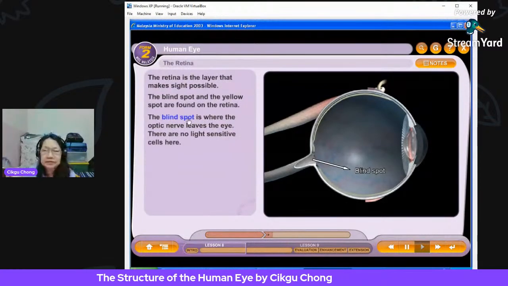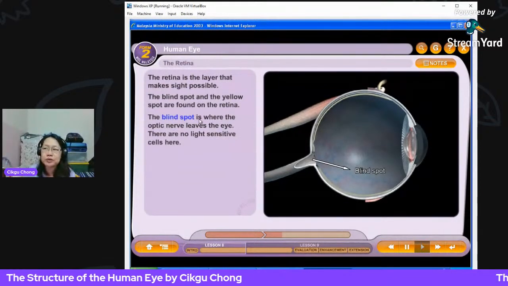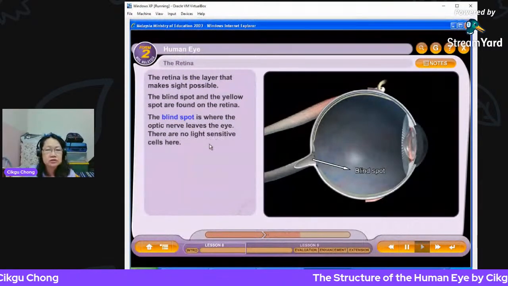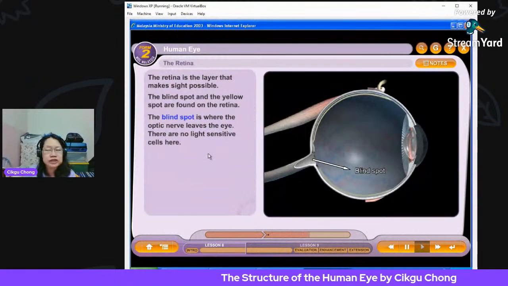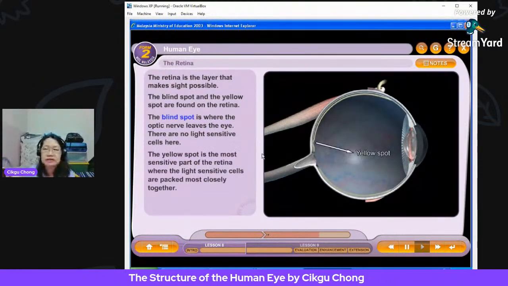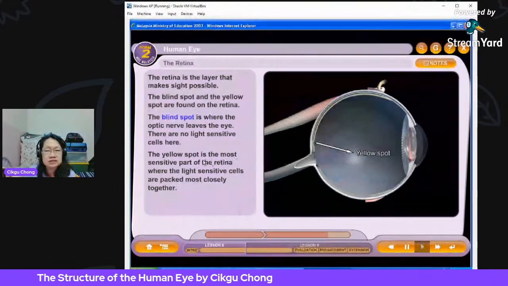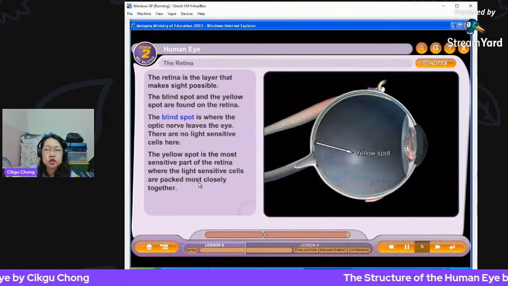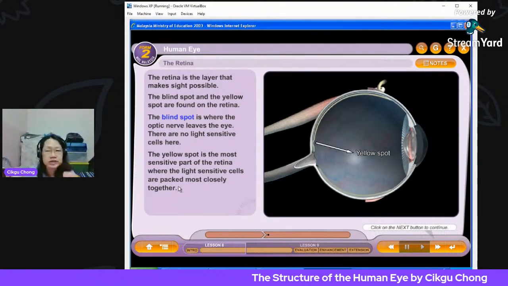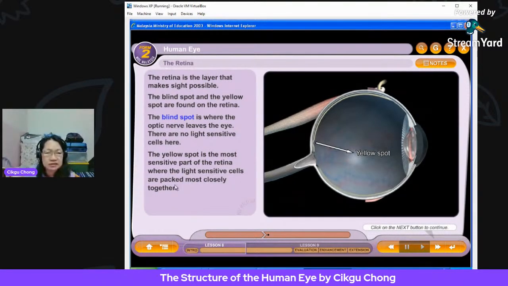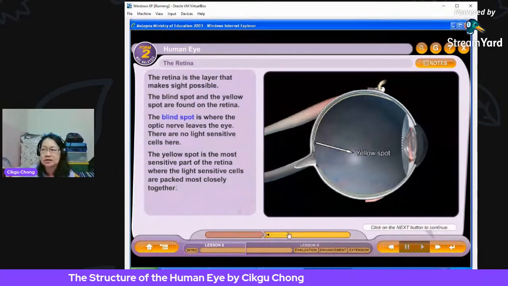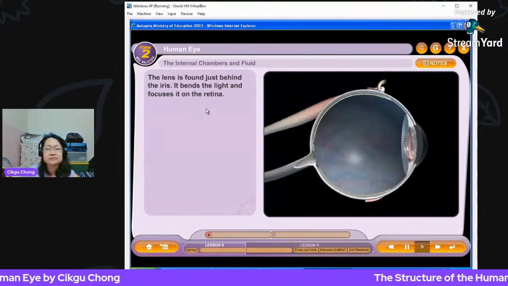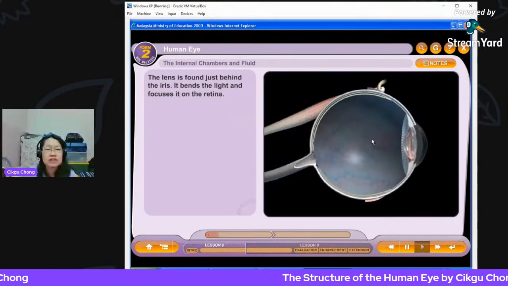So here, to explain again, the blind spot is where the optic nerve leaves the eye. There are no light sensitive cells here. When light falls here, it cannot be detected and you cannot see the object. The yellow spot is the most sensitive part of the retina, where the light sensitive cells are packed most closely together. It means at this place is the most receptors. Okay, now let's look inside. Internally, you have fluids here. There's a lot of liquid inside.